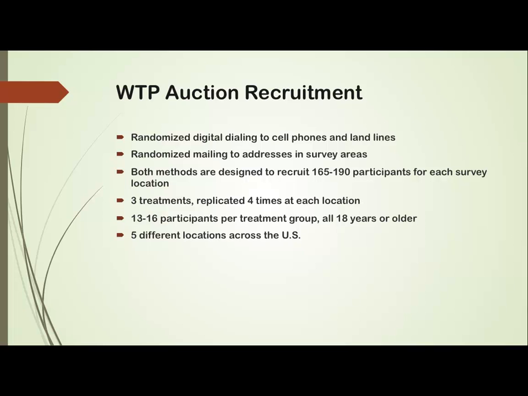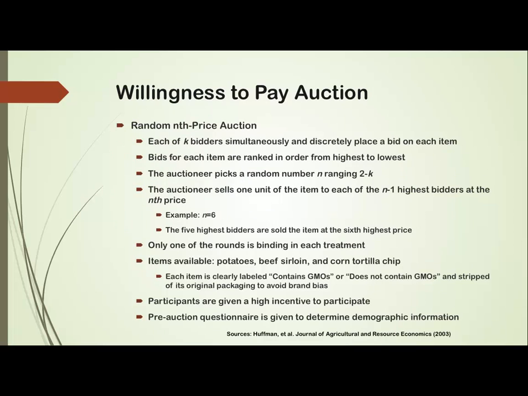Next, we're on the willingness to pay auctions. The auctions recruit their participants randomly via digital calling to cell phones and landlines and mailing to addresses in survey areas. The methods are designed to recruit 165 to 190 participants for each survey location.